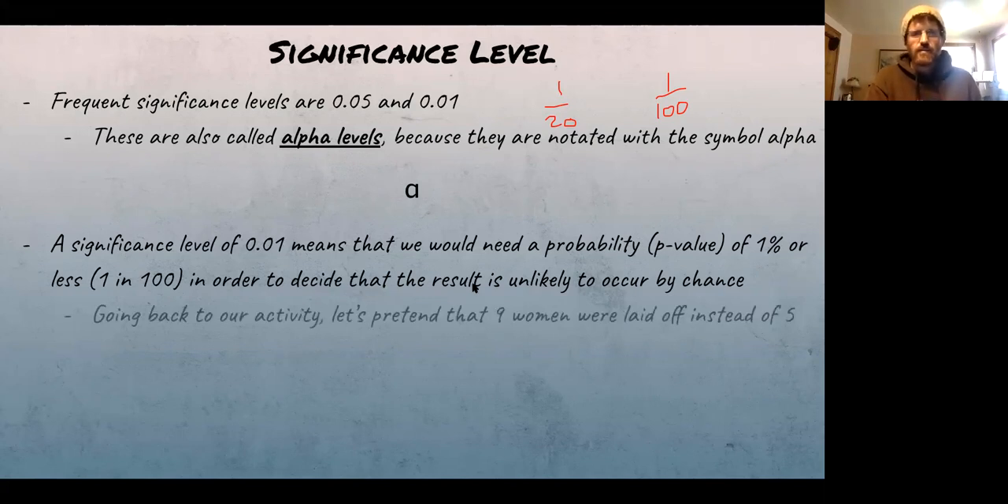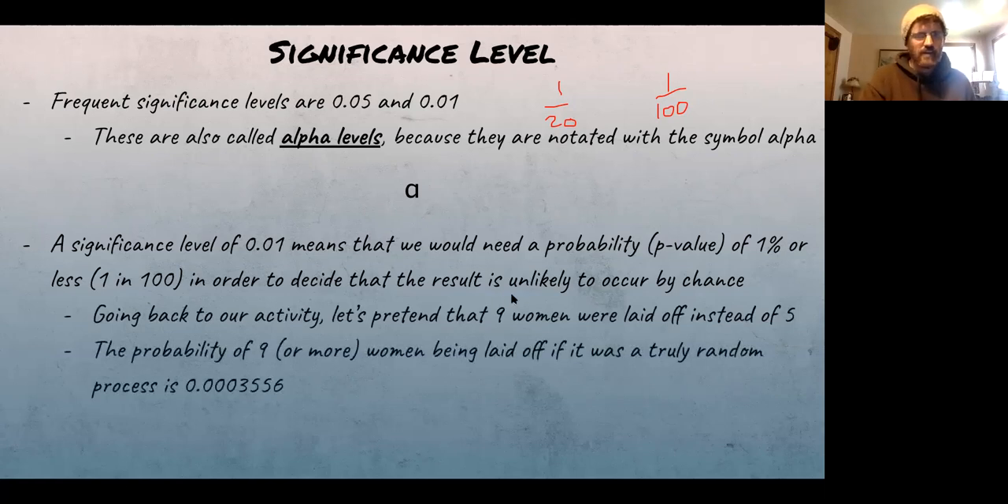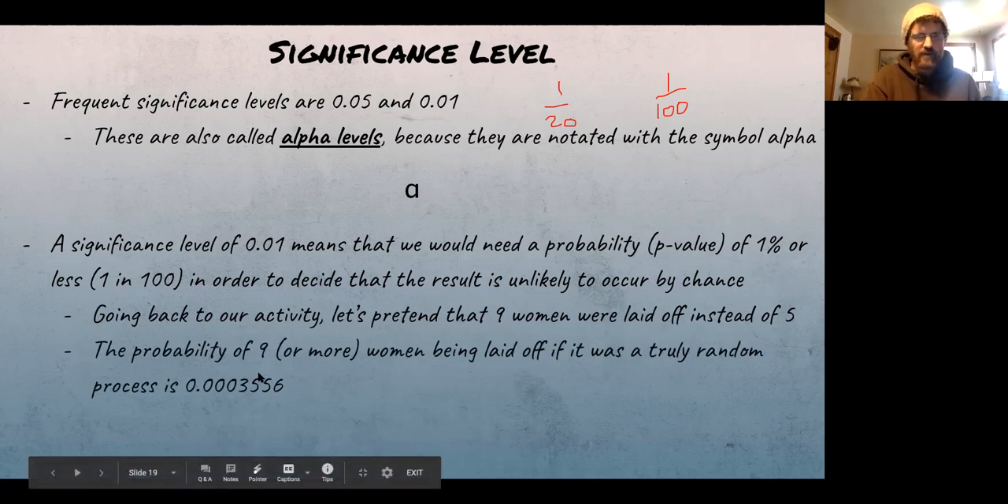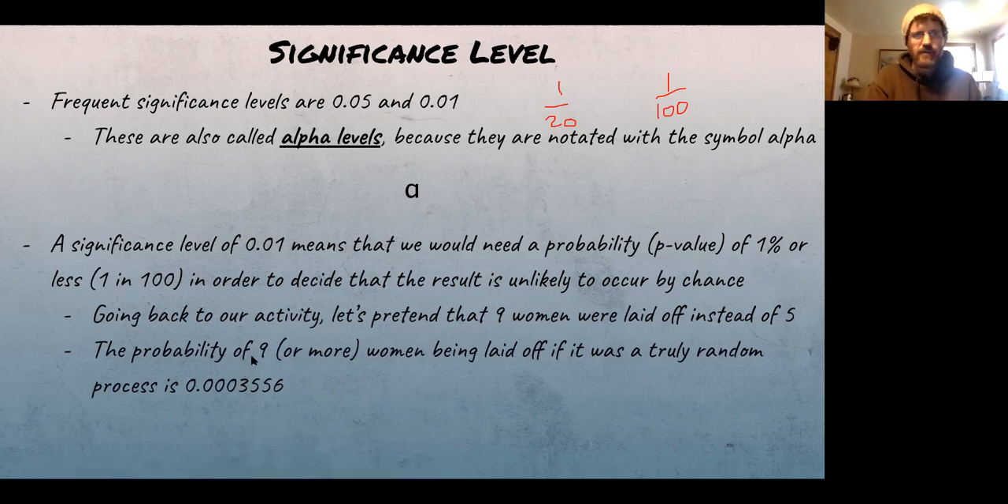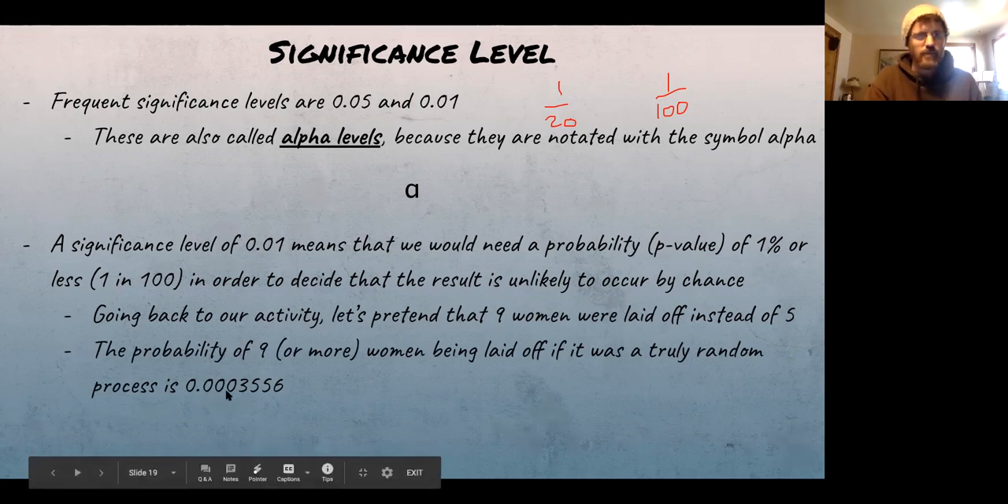And let's look at that initial activity. Let's say instead of 5 women laid off, there was 9. Now, no one got that. And looking at this, it's approximately this value. I didn't get an exact probability, but the probability of 9 or more women being laid off, if it was a truly random process, is 0.00035556. So 0.04% chance of that happening.